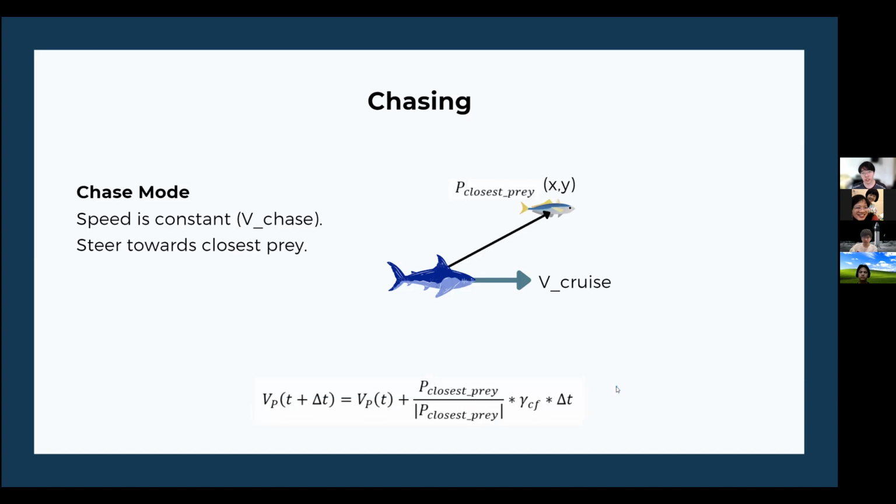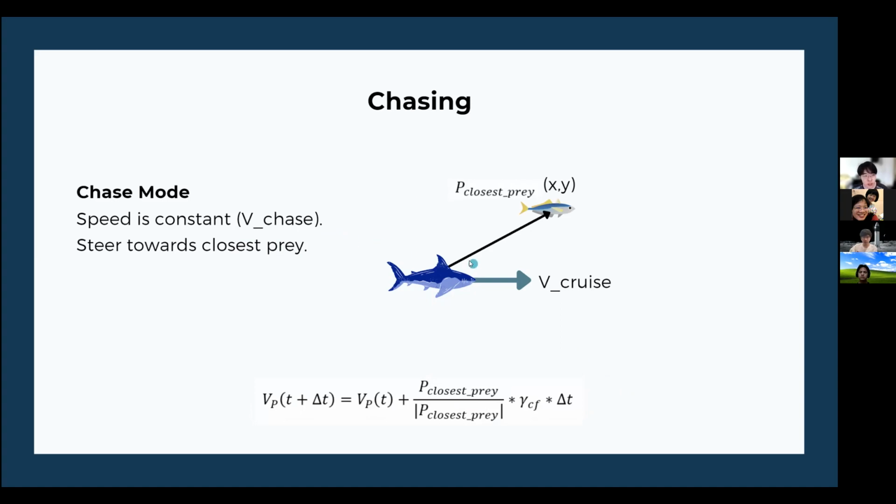Okay, so now for the chasing mode. In the chasing mode, the speed of the predator is also constant at v chase. V chase, the velocity of chasing, must be faster than the cruising speed because the predator wants to get to the agent fish faster.